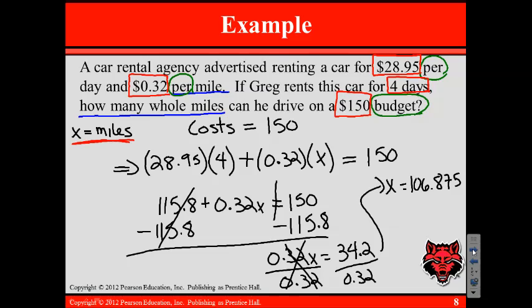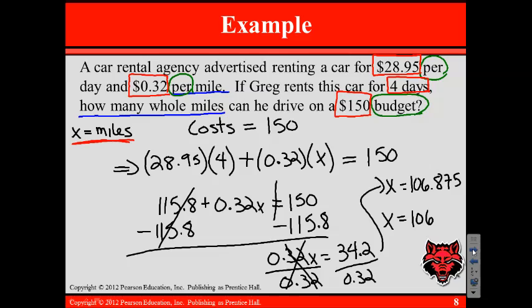If we look at the last piece underlined in blue, it says how many whole miles. Well, if I have a decimal, that's definitely not a whole mile. So we need to eliminate the decimal. And typically we would round this number up to 107. That would give us a big problem. We only have enough money for 106.875 miles. We don't have enough money for 107. So for this particular example, we're going to round down to the next lowest whole mile.